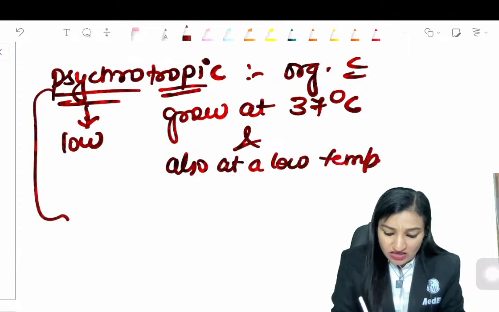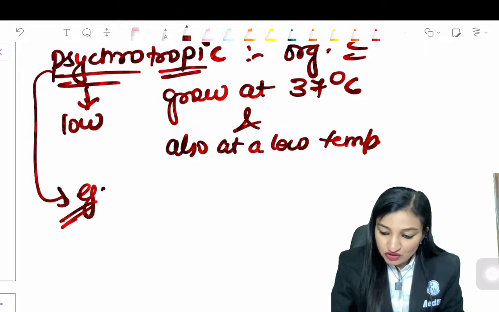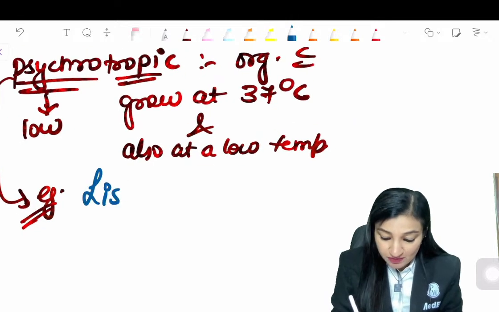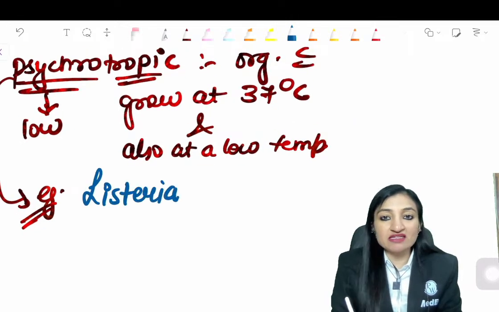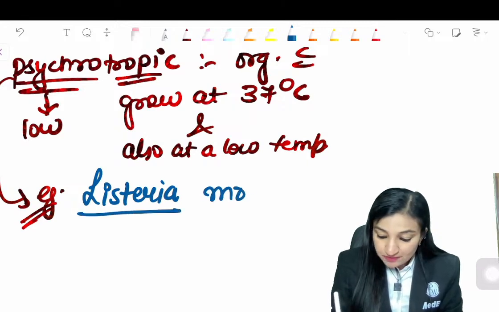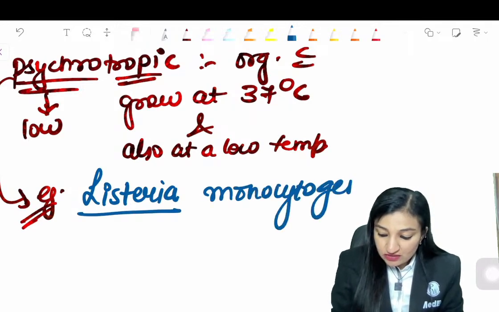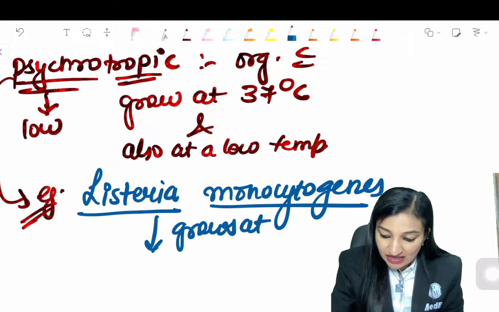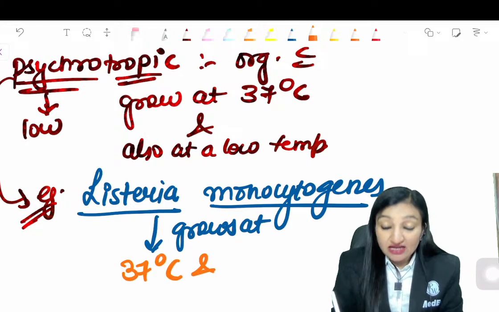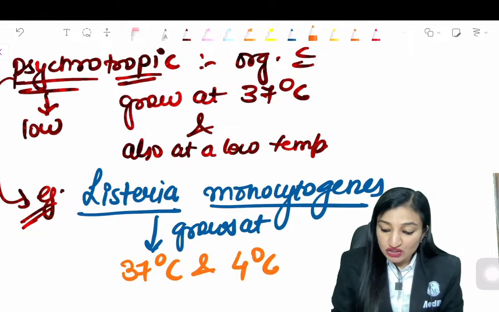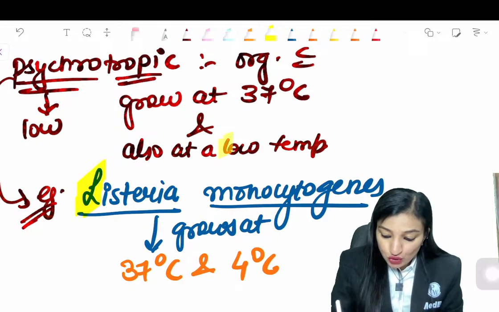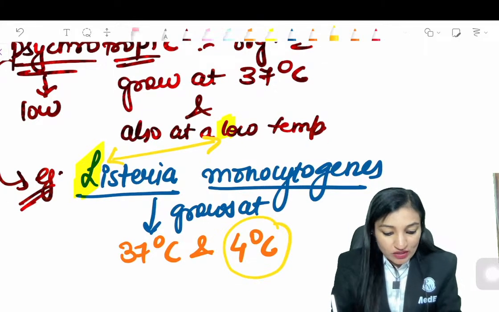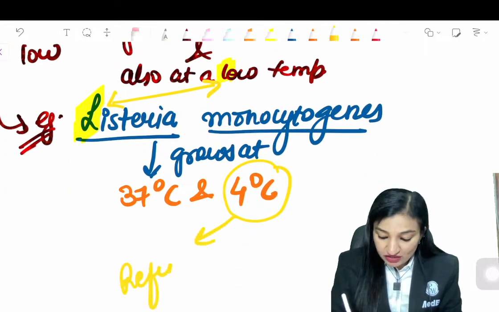Okay, now the classical example of psychrotropic organism which you need to remember, let me write the name in blue to help you remember that it's gram positive. The name of that special organism, my most favorite organism personally, is this one only, Listeria monocytogenes. Okay, so Listeria monocytogenes grows at both 37 degrees Celsius and a low temperature. How low? 4 degrees Celsius. L for Listeria, L for low. Where is the temperature 4 degrees Celsius? It is the temperature of the refrigerator.